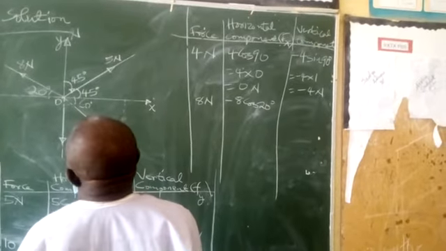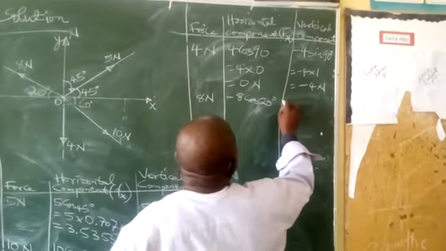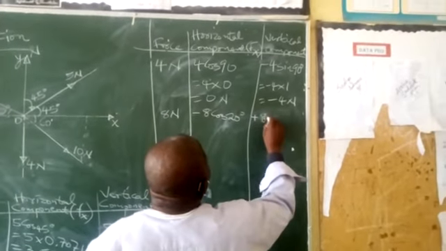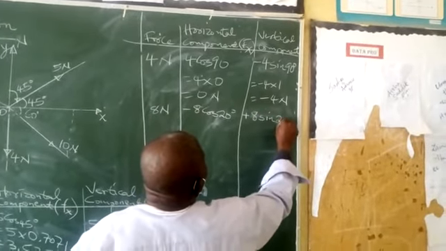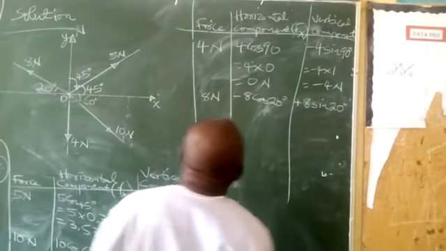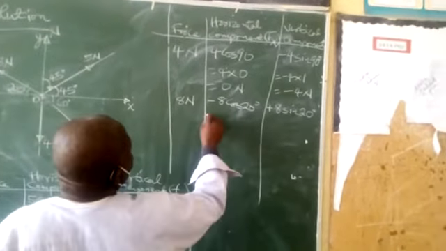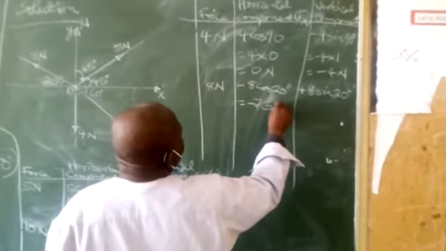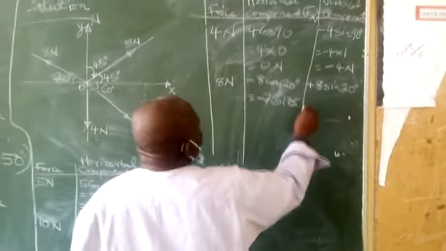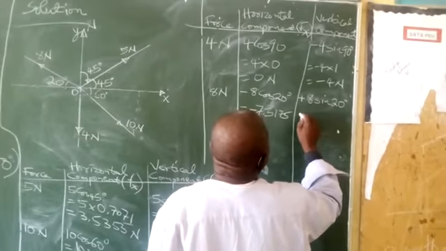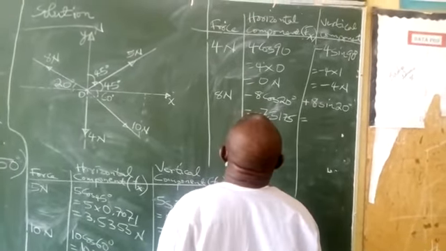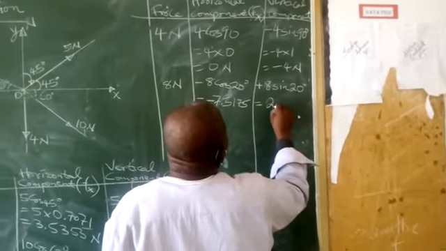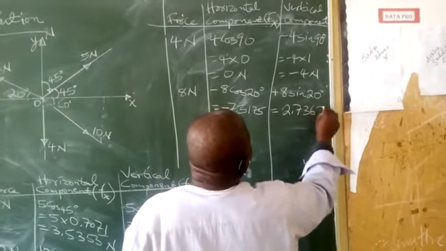And the vertical component would be plus 8 sine 20 degrees. Okay, 7.5175. This one, what? Yes, minus 7.5175. And this one is 8 sine 20, which is 2.7362. Okay.